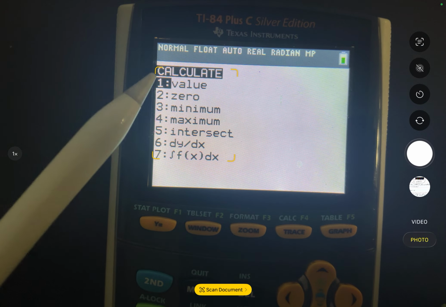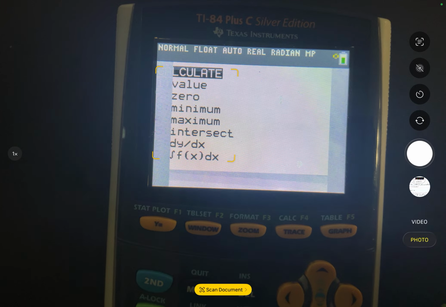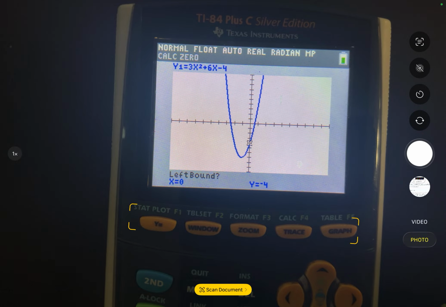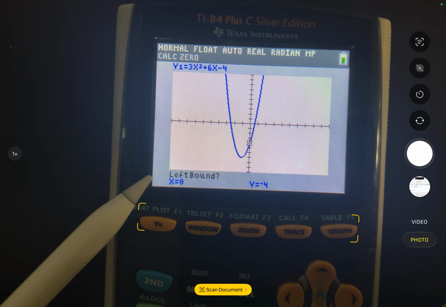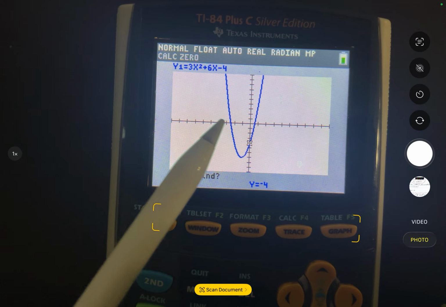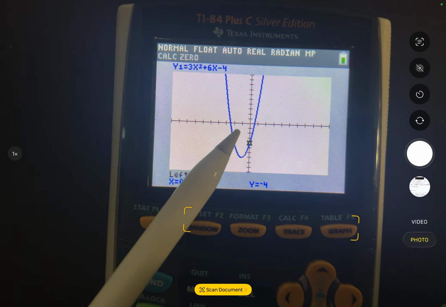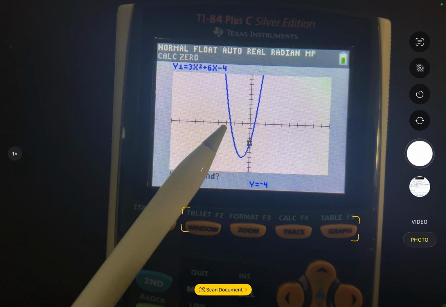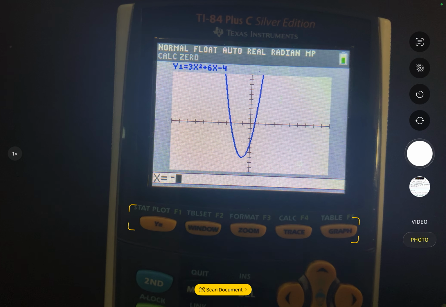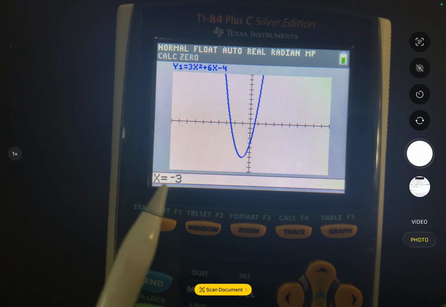Well, we wanna find the x-intercept. So that's gonna be option number 2 for 0. And then you'll see at the very bottom of your screen, it's asking you a question. It's asking you left bound. So if we're trying to find this x-intercept, because this is the first one we're looking for, what number is directly to the left of that? Well, that's gonna be -3. So I'm gonna type in -3.